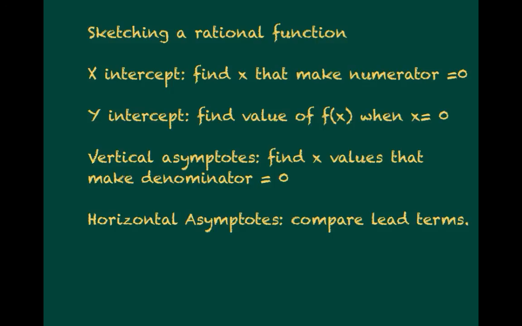And then here's the important part that I didn't have room to type, so write this down. Horizontal asymptotes are found by comparing the lead terms. If the numerator has a lead term that has a higher exponent, then there is no horizontal asymptote. If the denominator's lead term has a higher exponent, then the horizontal asymptote is 0. And if the top and bottom have the same exponent, you compare the ratio of coefficients.